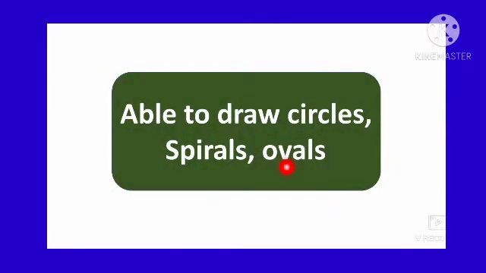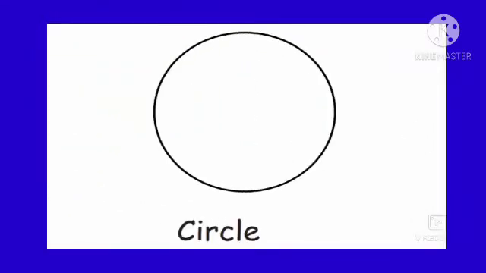Able to draw circles, spirals, ovals. Children, before going to see about iterative patterns in shapes, let us see the shapes circle, spiral, and oval. In the earlier class, you have learned to draw circles, isn't it? What is a circle? A circle is a round-shaped figure that has no corners or edges. In geometry, a circle can be defined as a closed two-dimensional curved shape.